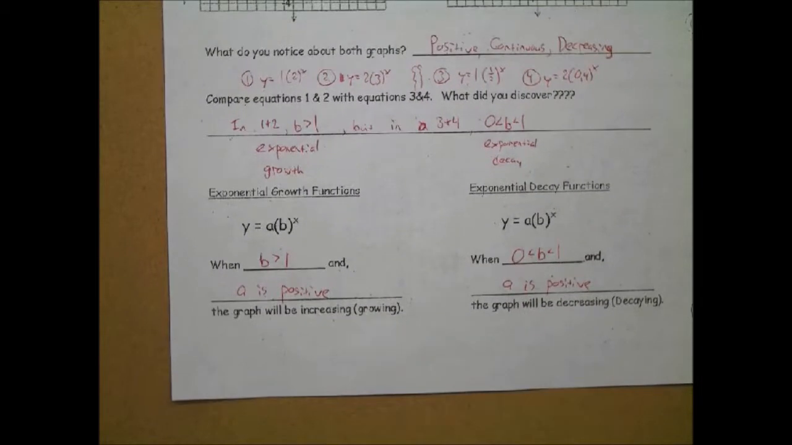If a is negative, it flips those relationships around, so we don't worry about that right now. So there's the summary: exponential growth versus exponential decay. Questions on any of that?